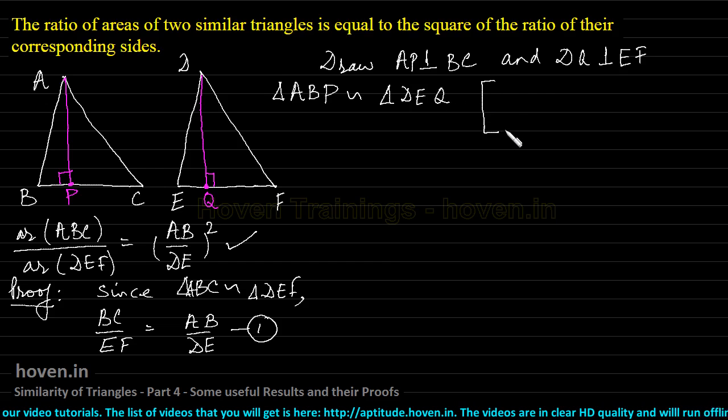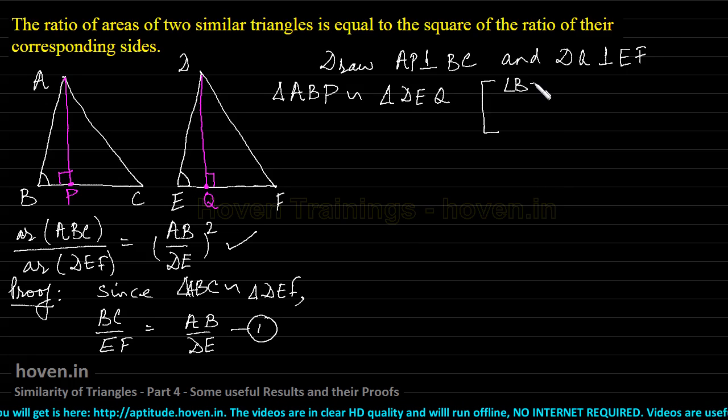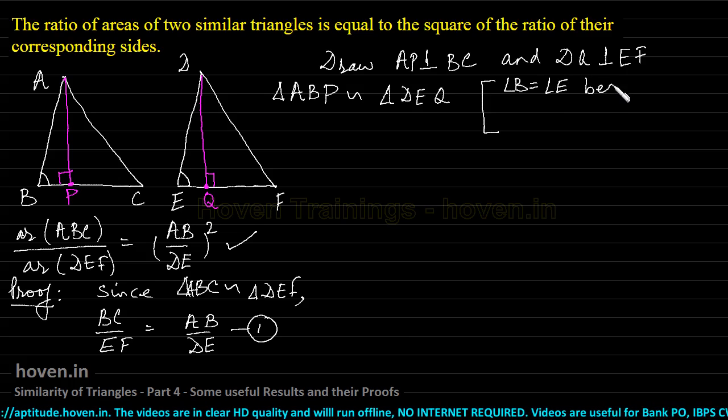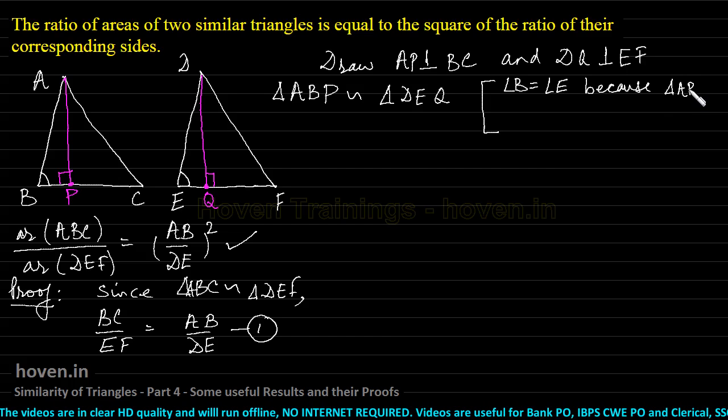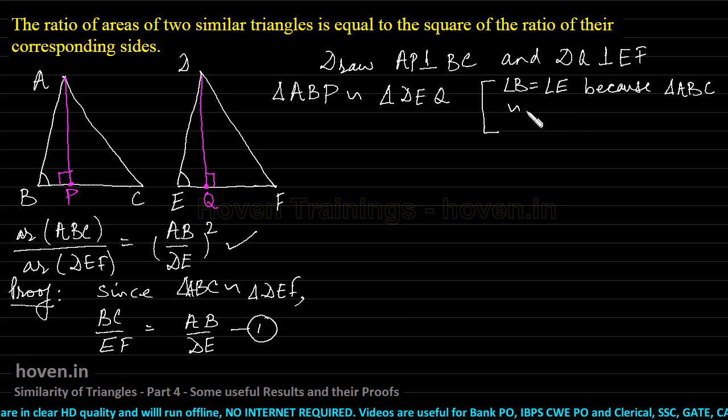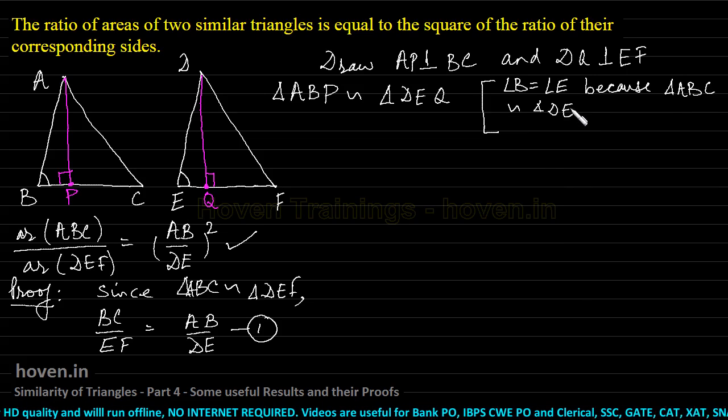Now, why are they similar? Angle B is already equal to angle E. I am writing here, angle B is equal to angle E. Why? Because triangle ABC is similar to triangle DEF.